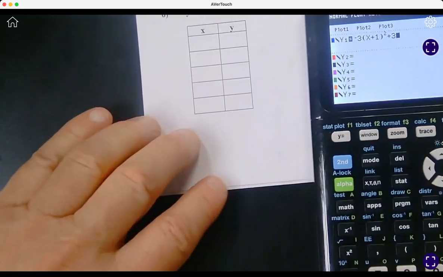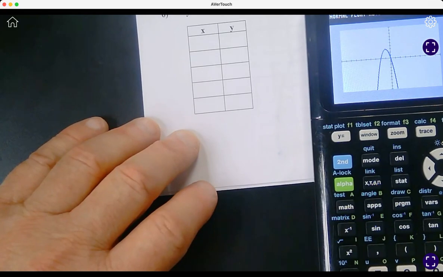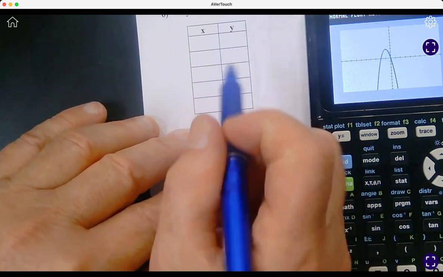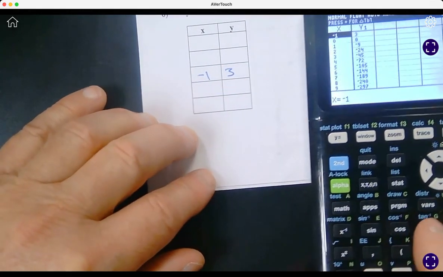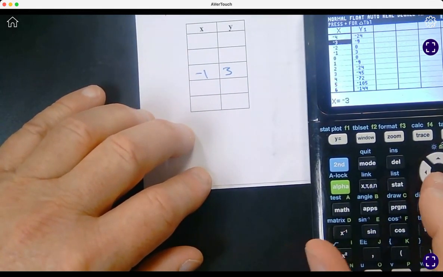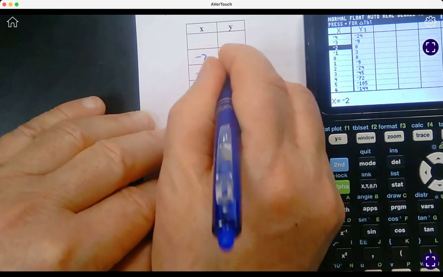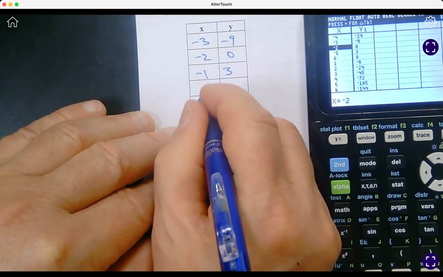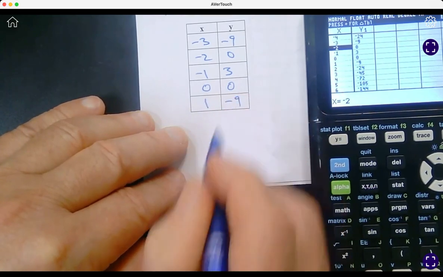Now, I know my vertex. There's the graph of it, by the way, just to see it. Boom, we knew it opened down. I know my vertex is negative 1, 3. So when I go to my table, I'm going to look for that right away. There it is right there, negative 1, 3. Negative 2, 0. Negative 3, negative 9. That must mean 0, 0, and 1, negative 9.